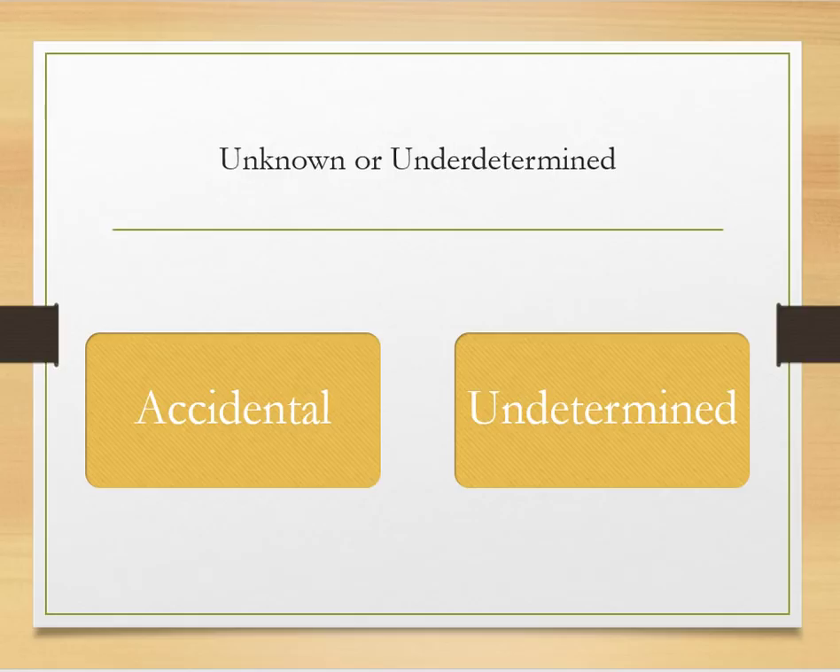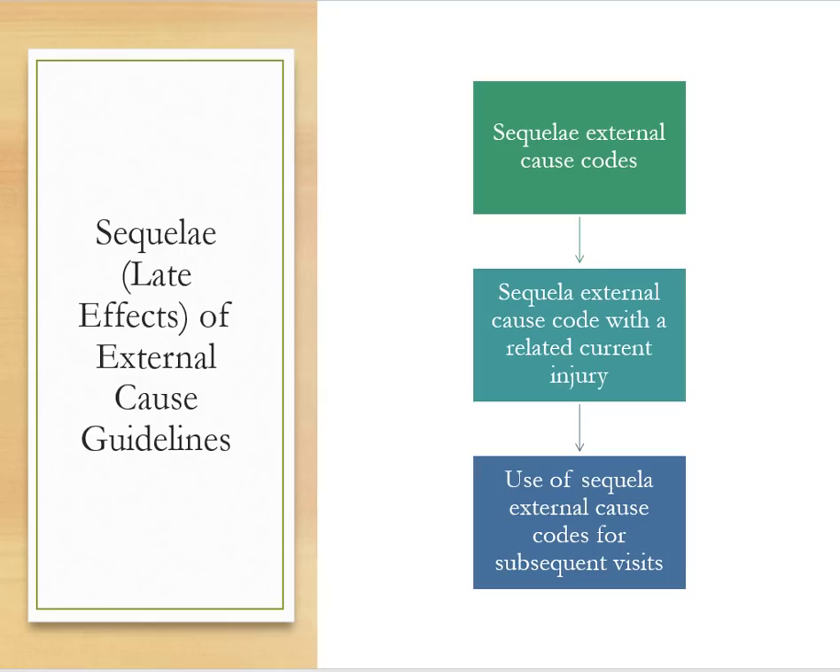Now, as it relates to undetermined intent, these are only used if the documentation in the record specifies that the intent cannot be determined. Sequela, you know it wouldn't be a coding guideline review if we didn't talk about sequelas. So sequelas, aka late effect, are reported using the external cause code with the seventh character of S for sequela. These codes should be used with any report of a late effect or a sequela resulting from a previous injury. And we talked about sequelas and late effects so many times.